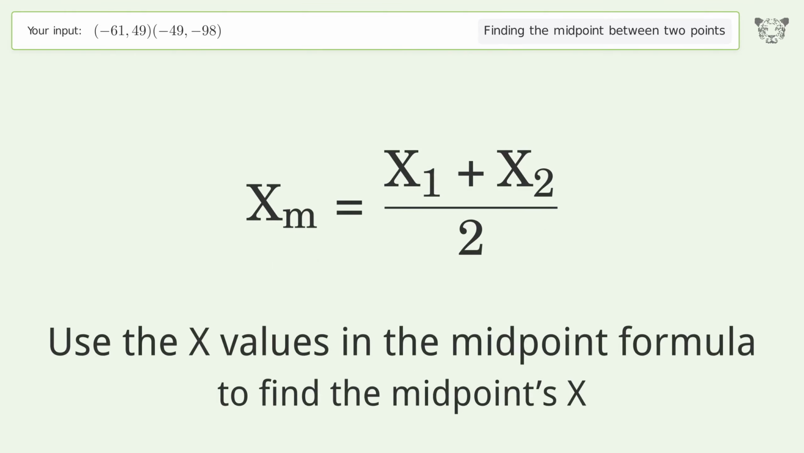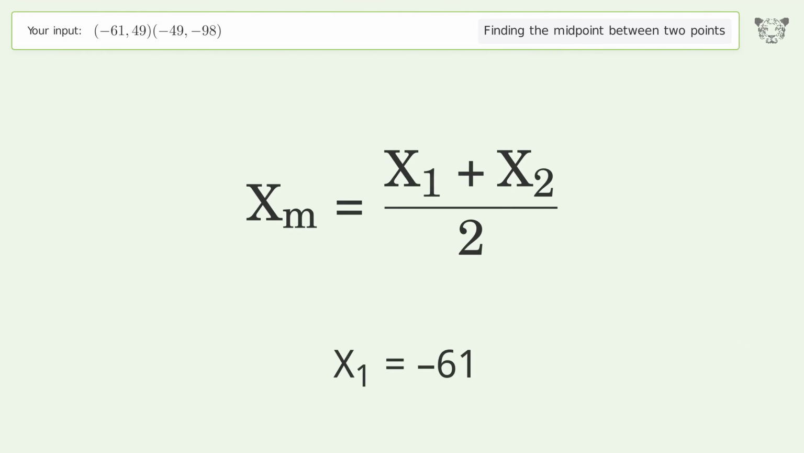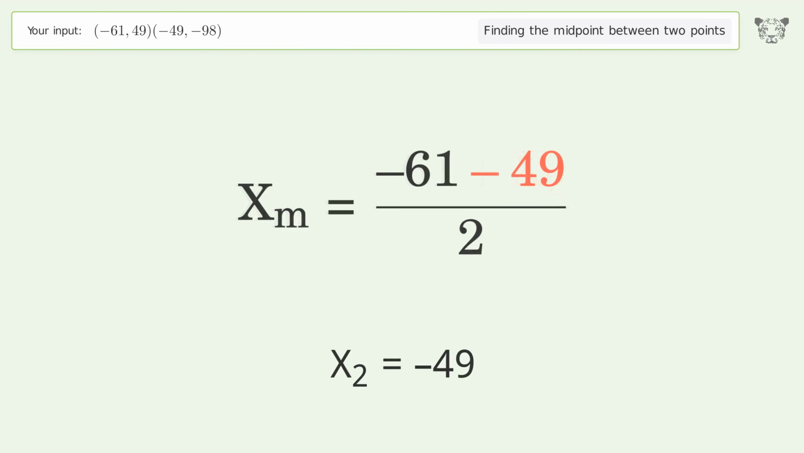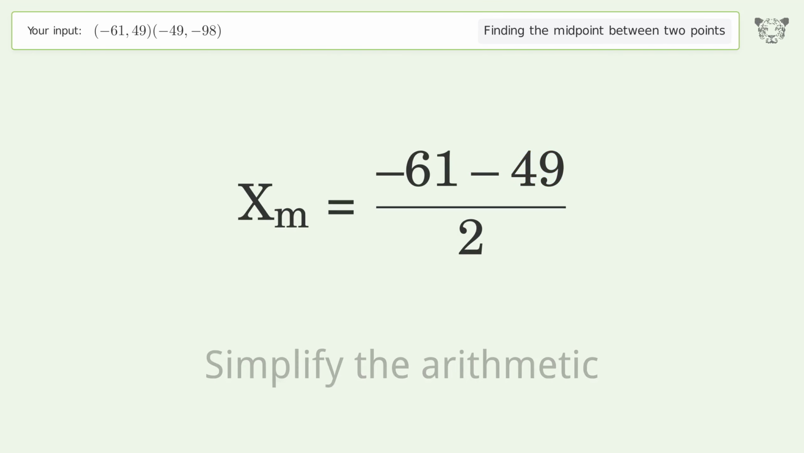Use the x values in the midpoint formula to find the midpoint's x. x1 equals -61. x2 equals -49. Simplify the arithmetic.